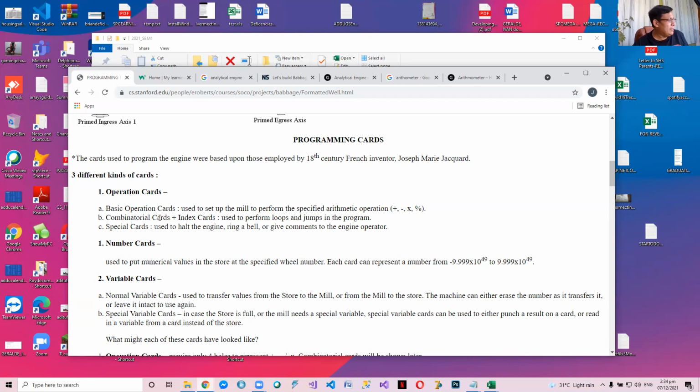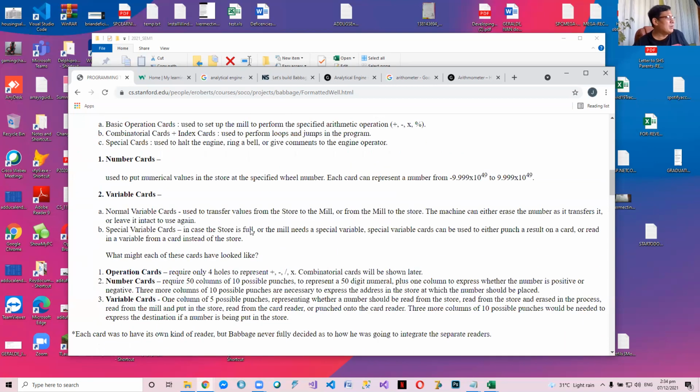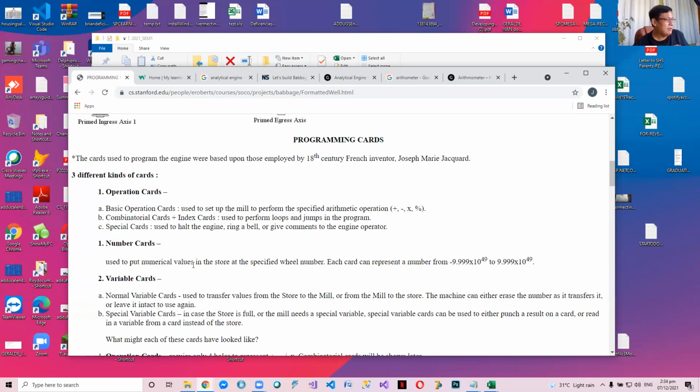Now, there can also be combinatorial cards. These are used to perform jumps and loops or repetitions. There are also special cards used to ring a bell when the program halts, to halt the engine, or to give comments to the operator. Outputs. Number cards. These are the data cards. Okay, these are the cards which store the 40-digit decimal numbers. Ito yun. Pwede siya negative numbers, both negative and positive numbers.